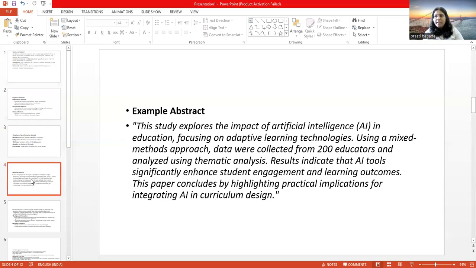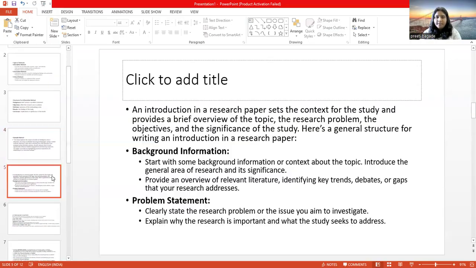Again, this is one example by which you can better understand what an abstract is. This study explores the impact of artificial intelligence in education, focusing on adaptive learning technologies using a mixed method approach. Data were collected from 200 educators and analyzed using thematic analysis. Results indicate that artificial intelligence tools significantly enhance student engagement and learning outcomes. This paper concludes by highlighting practical implications for integrating artificial intelligence in curriculum design.